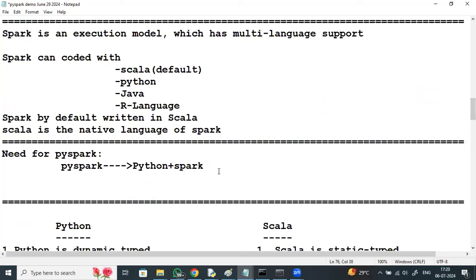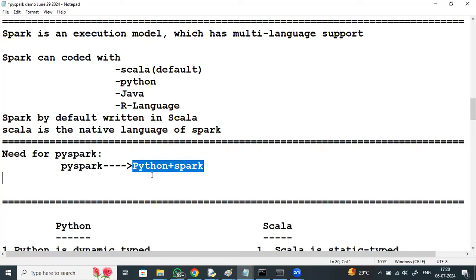Need for PySpark. PySpark means Python plus Spark. A huge amount of data is getting generated. The data contains unknown correlations, hidden patterns, market trends, customer preferences. So we need to extract useful information from that raw data. We require efficient tools for performing these operations on this huge data, so we need scalable and flexible tools, right? PySpark is such a tool.